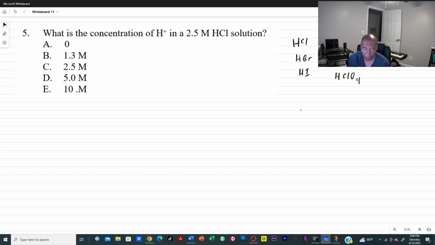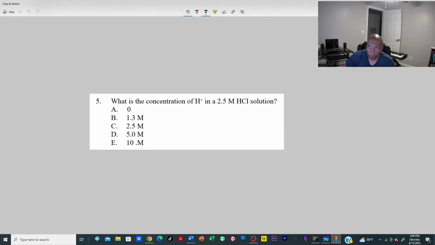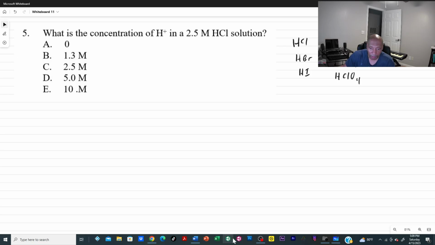So anytime you have those acids, the acid concentration and the H plus concentration are one and the same. I have no idea why I just snipped this, because the answer, of course, is going to be 2.5 molar, C. But yeah, there's no sense in crying over spilled milk. All right, so let's see what we got here.